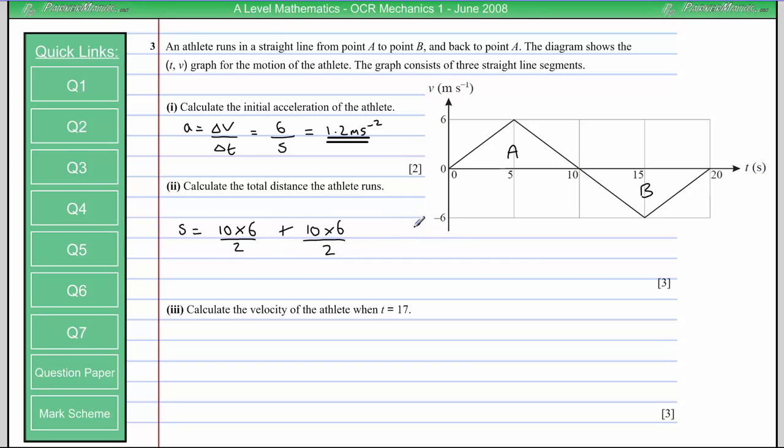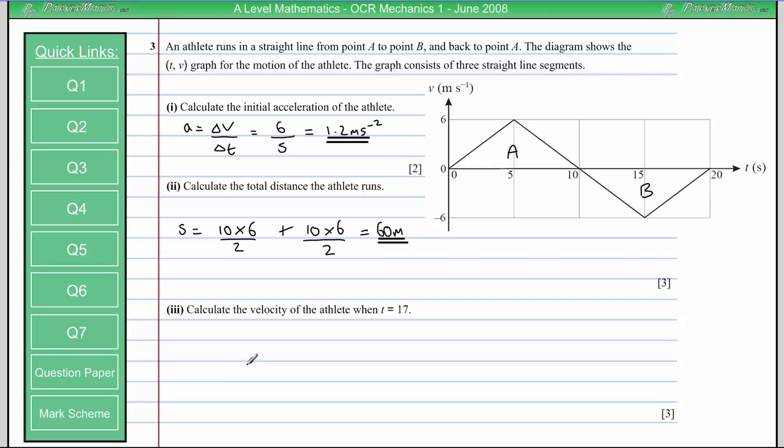If I'd been asked to figure out the displacement, this would have been different, because for this area here I would have done 10 times minus 6 and this area would have been negative. But when I'm working out the total distance from a graph, I'm only interested in the actual areas and not the sign of the areas. So 10 times 6 is 60, divided by 2 is 30, plus another 30, that is going to be 60 meters.